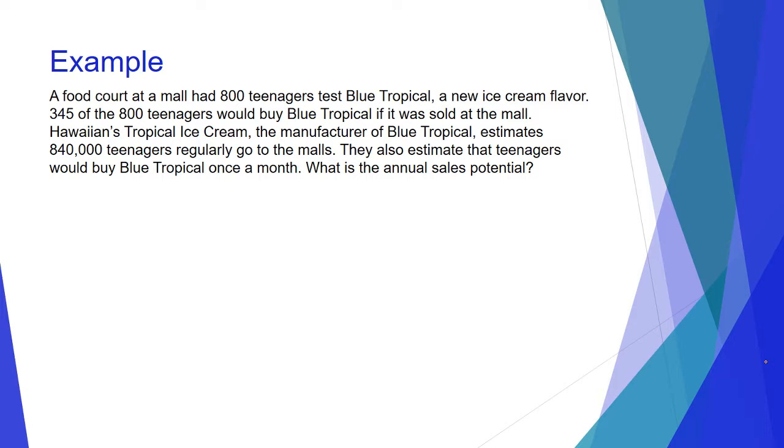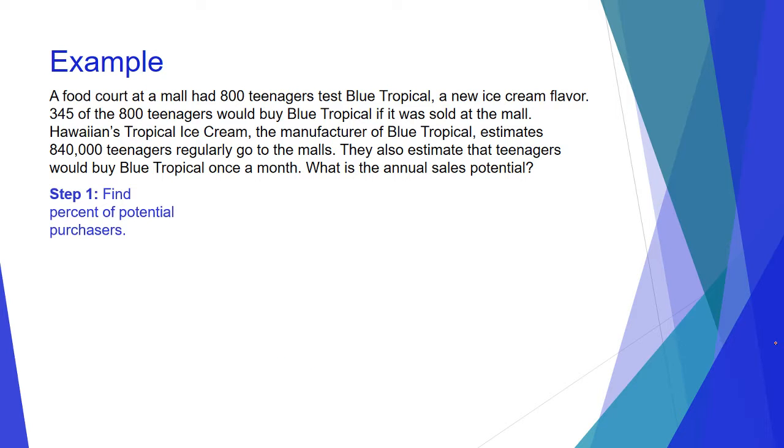So here's an example. A food court at a mall had 800 teenagers test Blue Tropical, which is a new ice cream flavor. So 345 out of the 800 teenagers said they would buy Tropical if it was sold at the mall. Hawaiian's Tropical Ice Cream, which is the manufacturer of Blue Tropical, estimates that 840,000 teenagers regularly go to the mall. They also estimate that teenagers would buy Blue Tropical once a month. So we want to know what the annual sales potential would be. It's a lot of words. We're going to break it down.